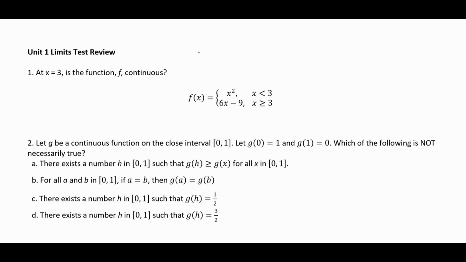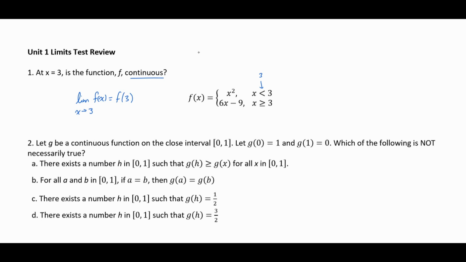In number 1, we're looking at x equal to 3: is the function f continuous? So we're here looking at 3 right there. We're looking at this piecewise function. So we want to think about the definition of continuity. I tried to pound it into everyone's head that the limit of f of x as x approaches 3 should be equal to the function at 3. That's what we need to confirm.